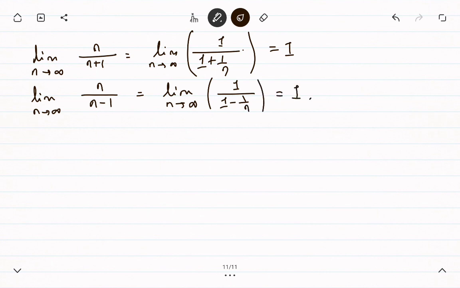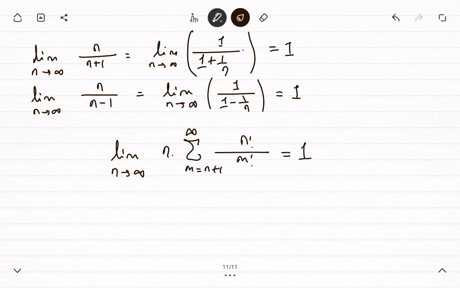So if we implement the squeeze theorem, then the limit of n tending to infinity of n times the summation m equals n plus 1 to infinity of n factorial by m factorial is also 1. Okay, so this is our second property proved.